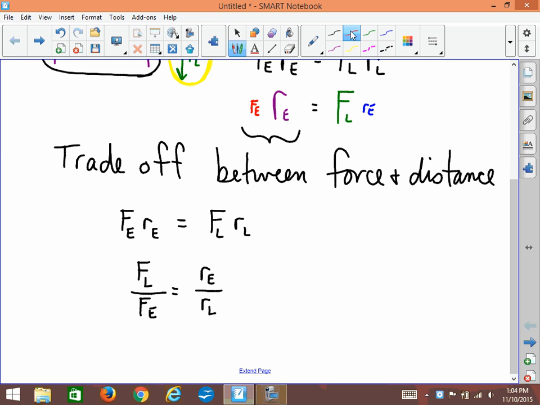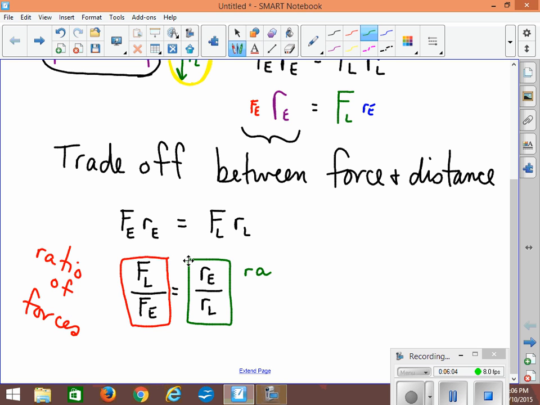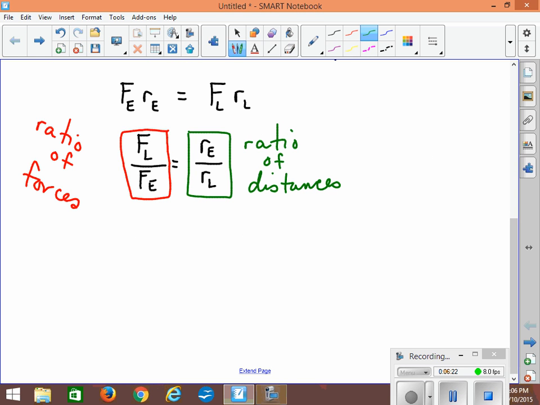Now what I want you to realize is what we have created are two ratios. This one is a ratio of forces. And then the other one is a ratio of distances. So let me pick another color here, green, and let me go here and show you the ratio of distances. Okay. These two ratios are important because they can help us determine what the advantage is of using one of these, say, these levers that we've been talking about.